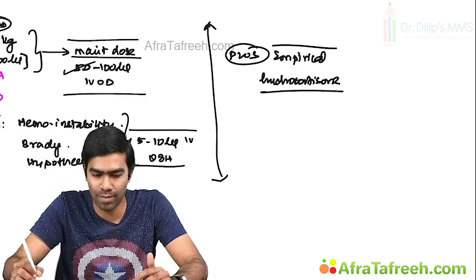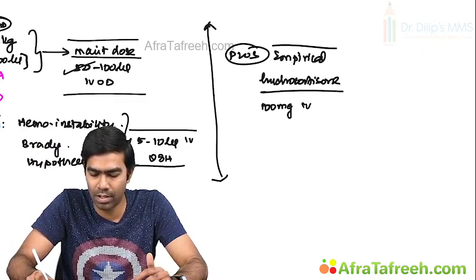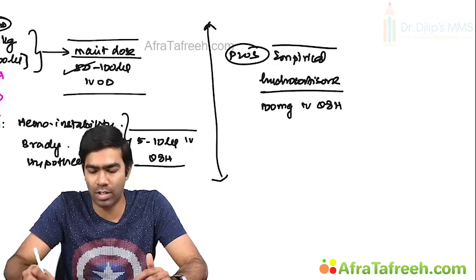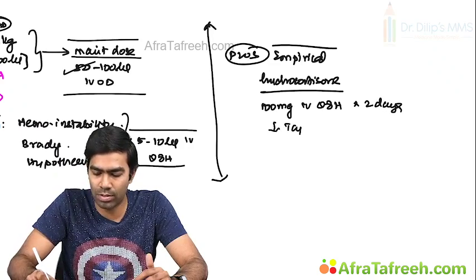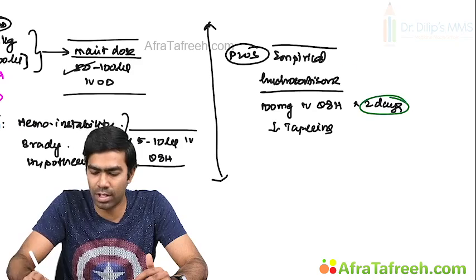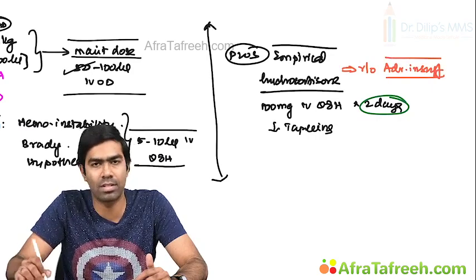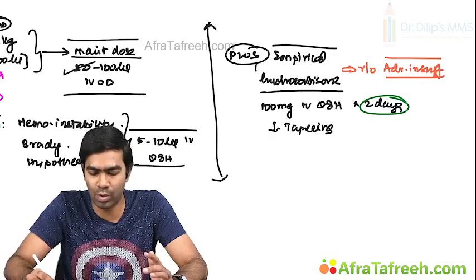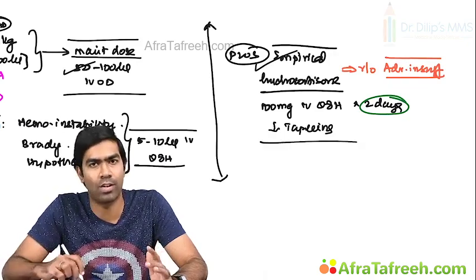The usual dose is approximately 100 milligram IV TDS, 8th hourly. At least for 2 days you have to give, followed by tapering doses. But remember, in those 2 days you have to rule out adrenal insufficiency. You have to take serum cortisol, you have to do an ACTH stimulation test, and you have to rule out adrenal insufficiency, then only you stop the hydrocortisone.